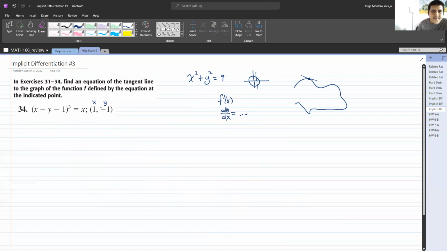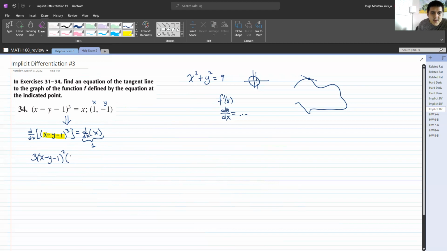Okay, so let's go ahead then and differentiate implicitly this expression over here. So again, that implies doing d/dx on both sides. We are familiar with what we have on the right side. That's just 1, right? d/dx of x, I mean. Now over here, again, we have a function being raised to a power. So that implies that we need to do the general power rule. So 3x minus y minus 1 raised to the second power. Now we need to do the derivative of x minus y minus 1.